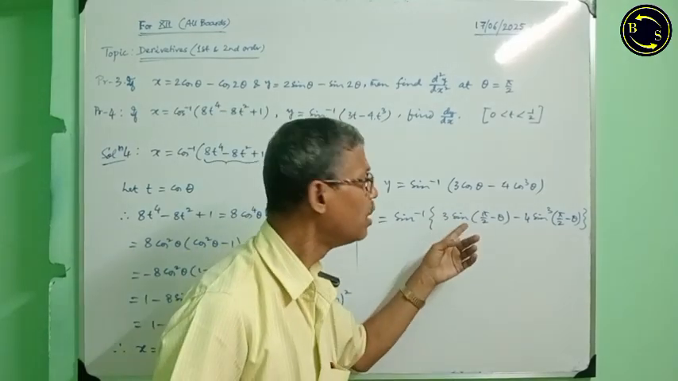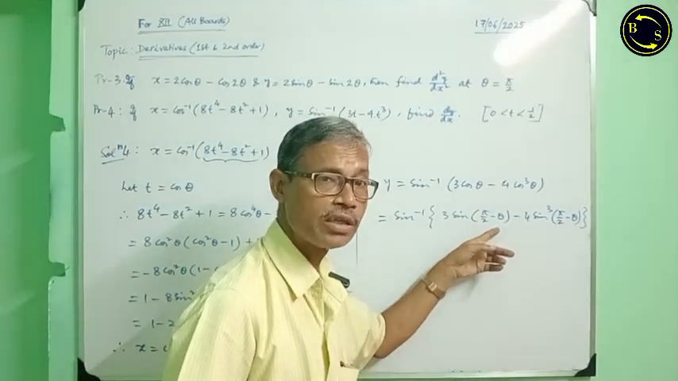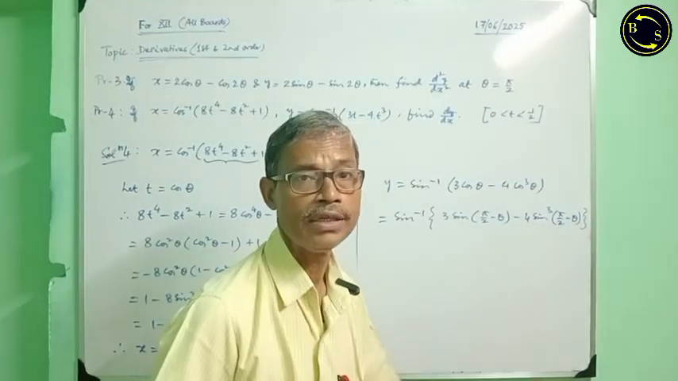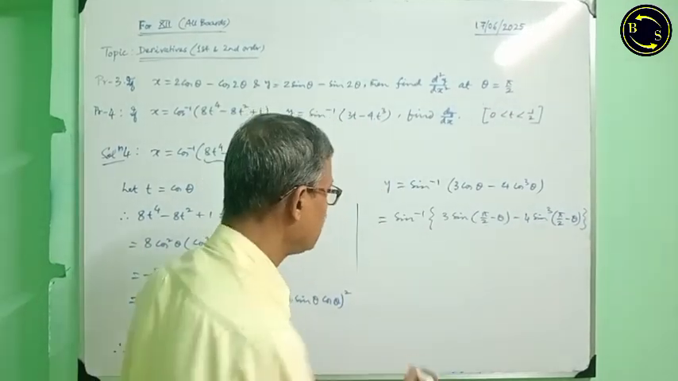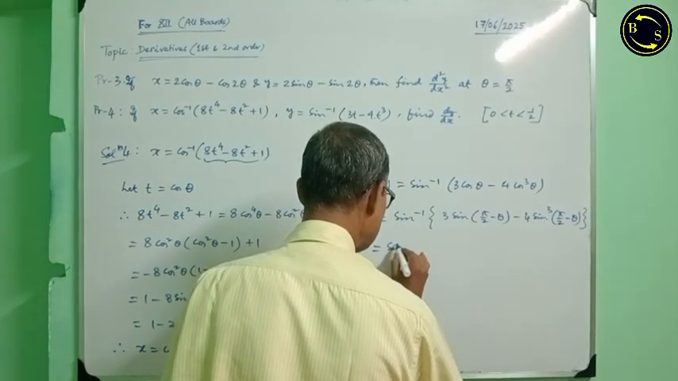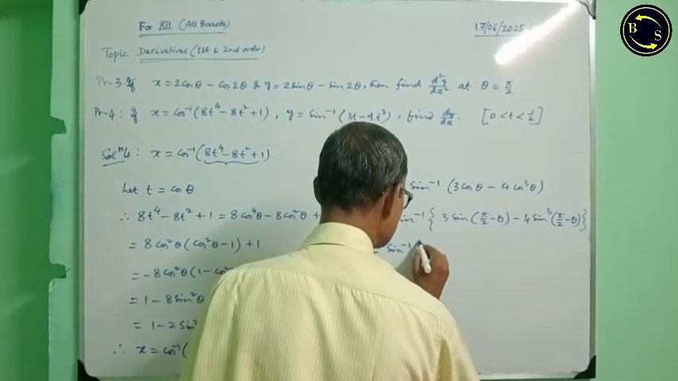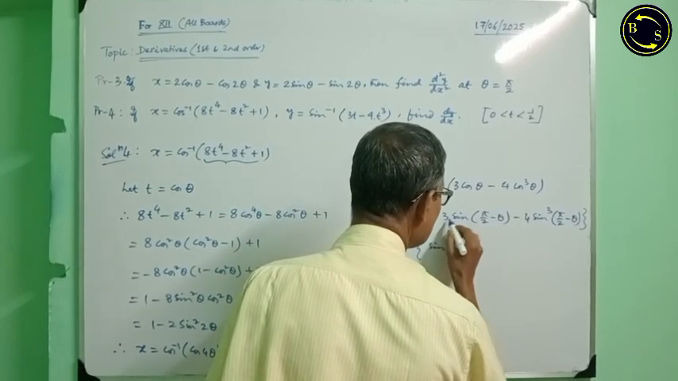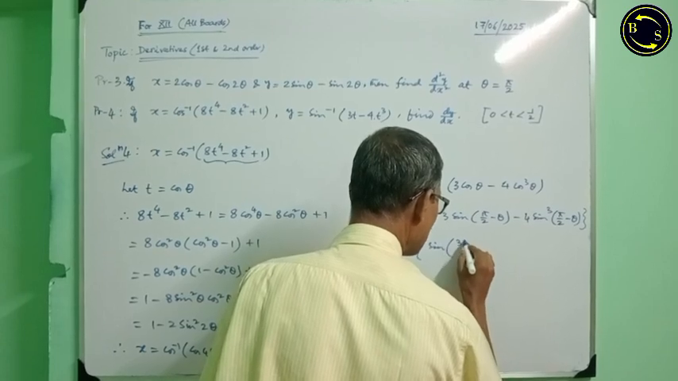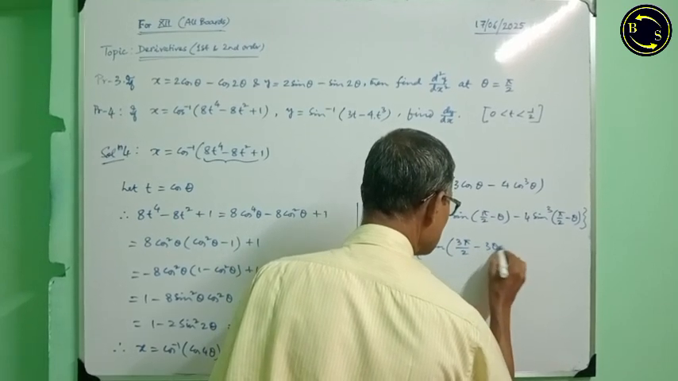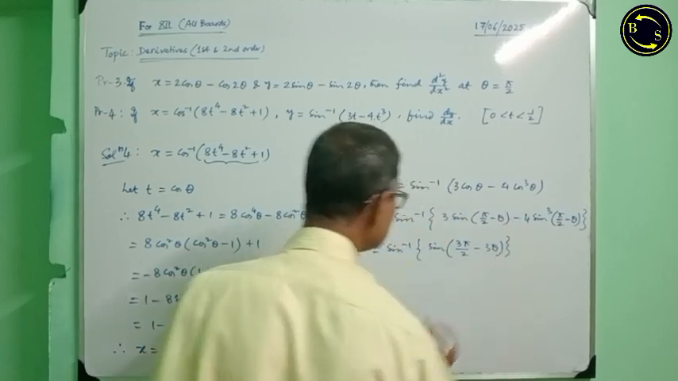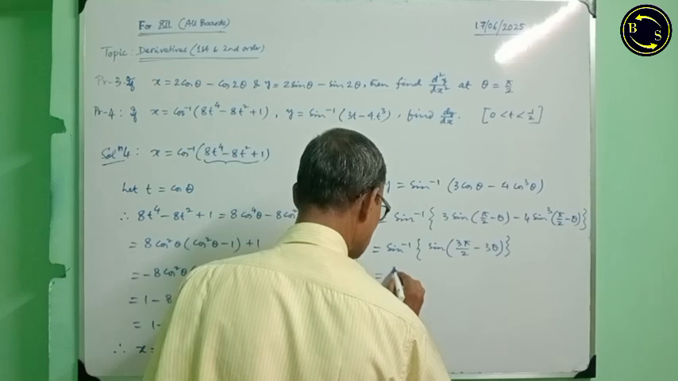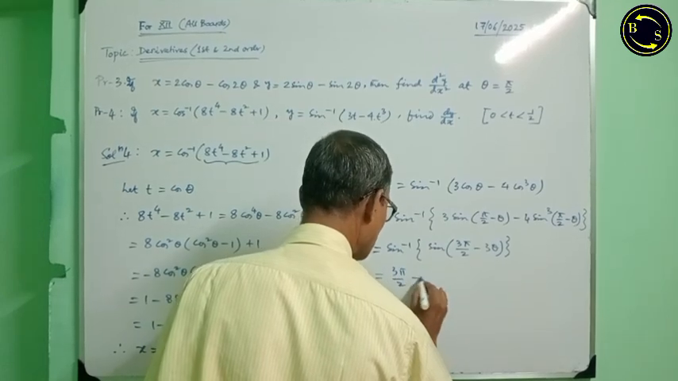Cos theta is equal to sine of pi by 2 minus theta. Now I get that form 3 sine phi minus 4 sine cube phi, where phi equal to pi by 2 minus theta. Therefore, sine inverse sine of this angle is 3 pi by 2 minus 3 theta. Pi by 2 minus 3 theta.